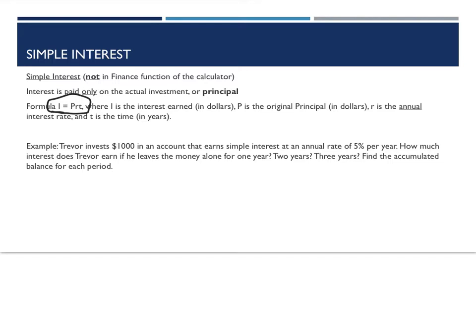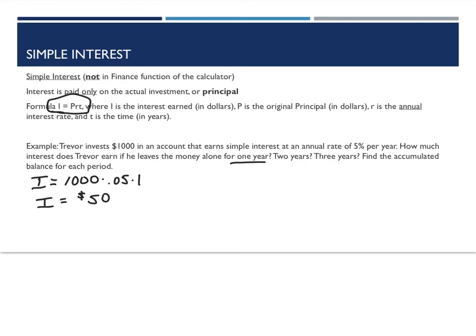So we've got 3 questions here about Trevor. Trevor wants to invest $1,000 in an account that earns simple interest at an annual rate of 5% a year. So first we're going to figure out how much money does Trevor have if he leaves the money alone for 1 year. So interest equals, the principal is the amount he deposits, times the interest rate is 5%. I want to change that to a decimal, times time is 1 year. So the amount of interest that Trevor will earn in 1 year is $50.